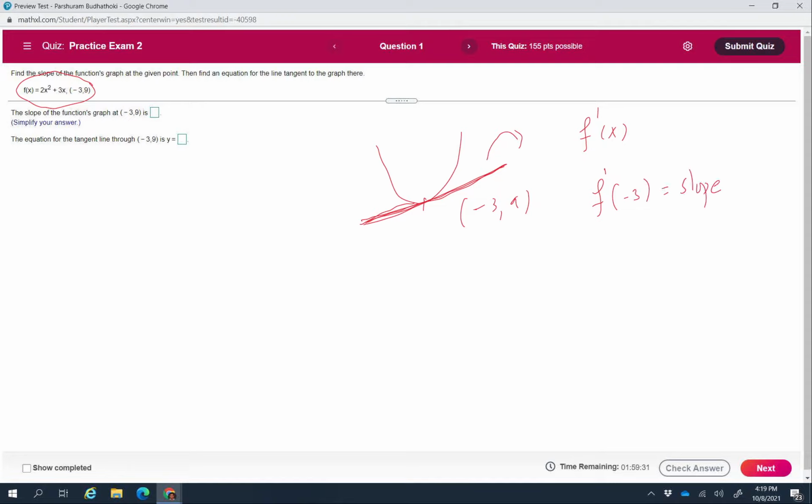And for finding the equation of the tangent line, the equation of any line can be found by using this formula, which is y minus y1 equals m times x minus x1, which is also called point-slope form. So if you know the slope, which can be found by this, and the point x1, y1 is already given here, -3, 9, we're going to do this here.